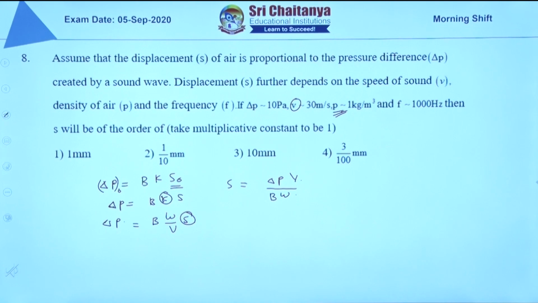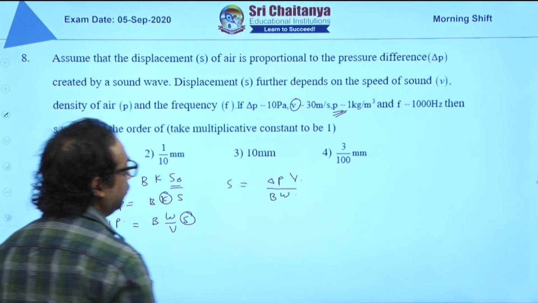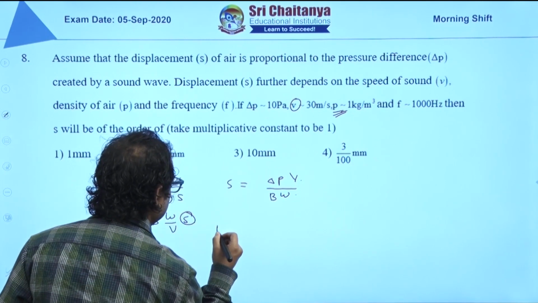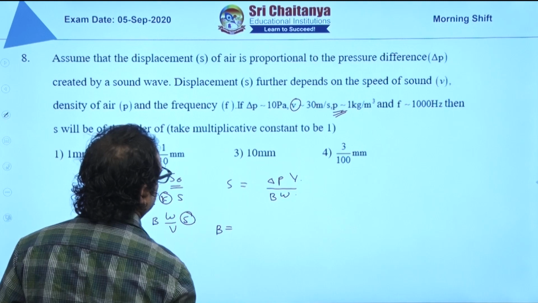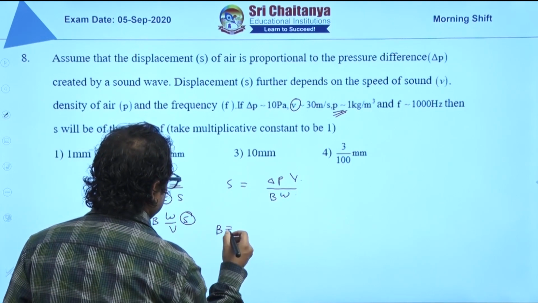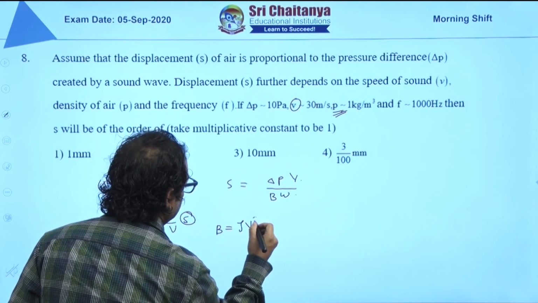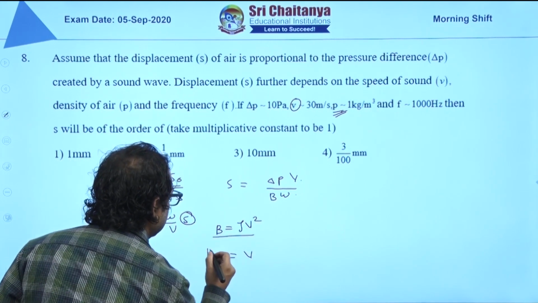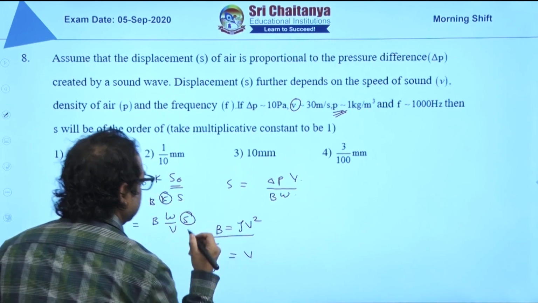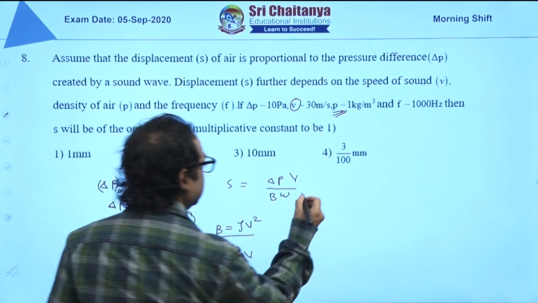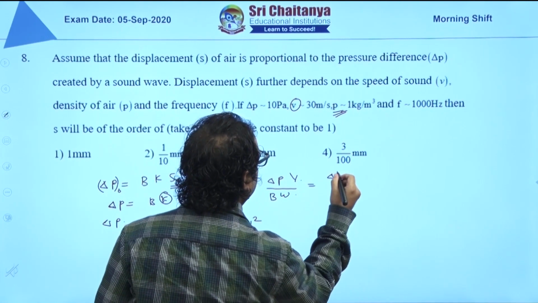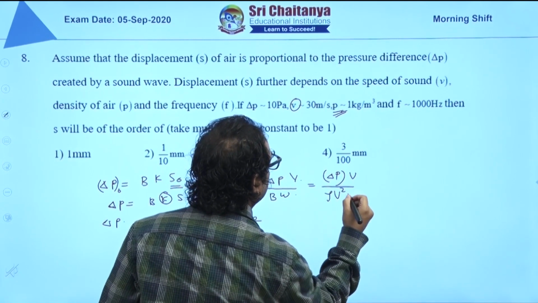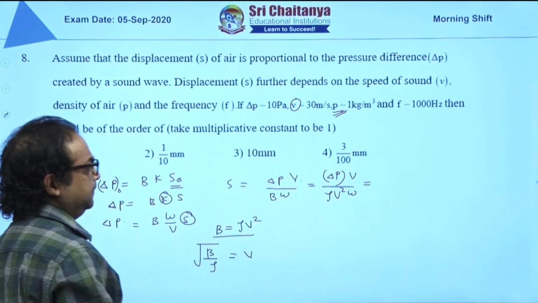And what is the bulk modulus? Bulk modulus is nothing but rho V square, because we know the formula V is equal to root of B upon rho. So you put it here. So that is delta P into V divided by rho V square into omega, fine.